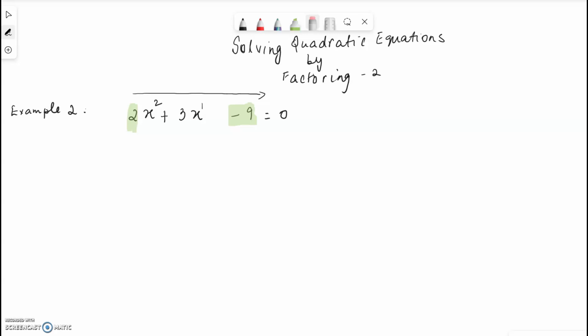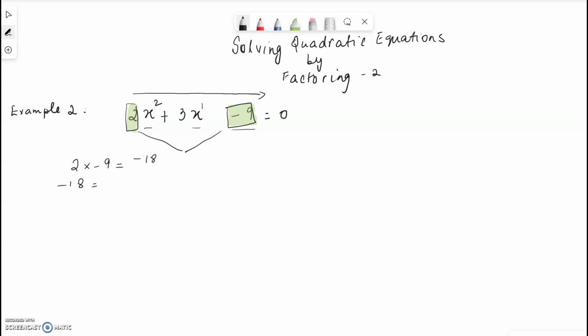First, we start with a quadratic equation in the standard form. We have the square term, then the x, and then the constant. Next, we take the coefficient of x squared and the constant along with the sign, multiply them together, and we get 2 times -9 equals -18.